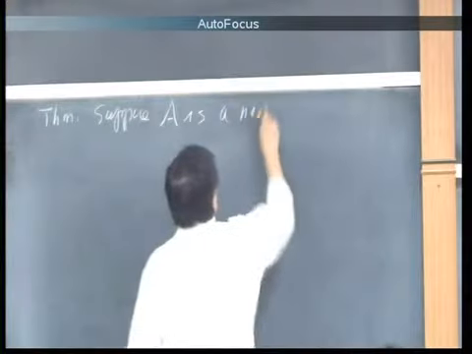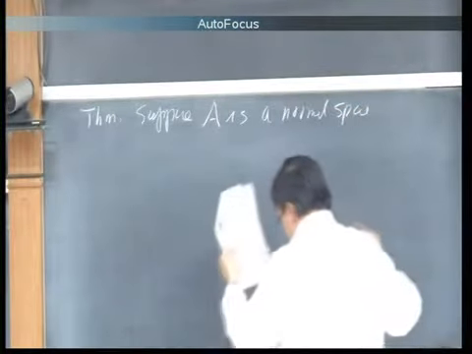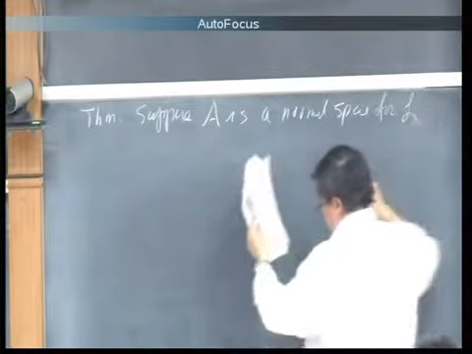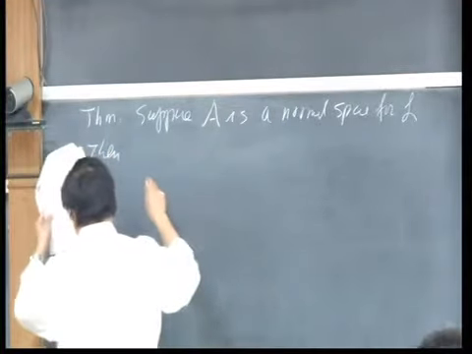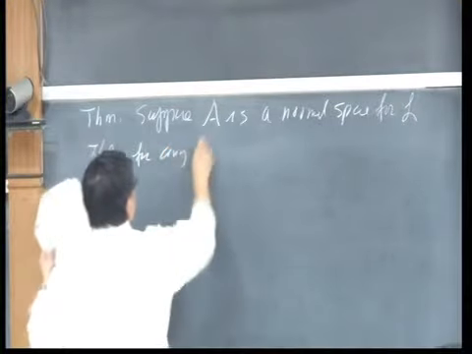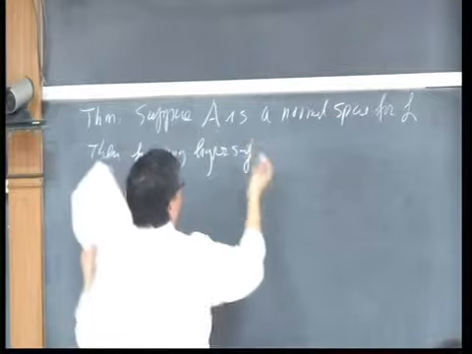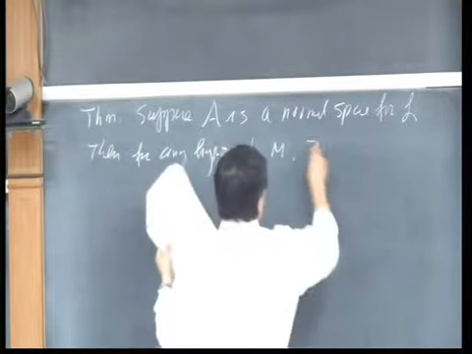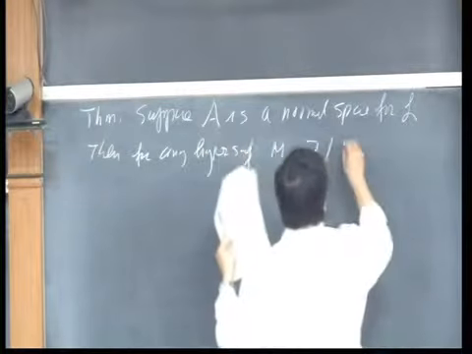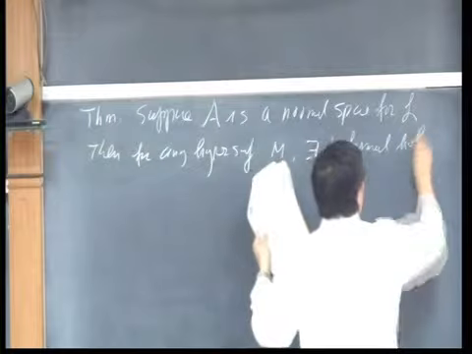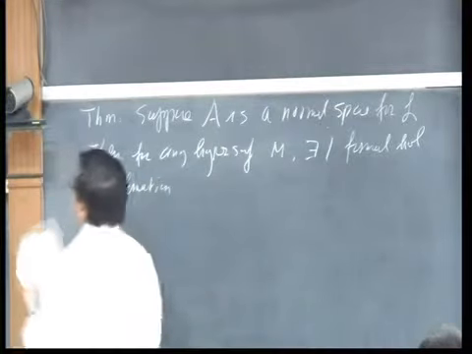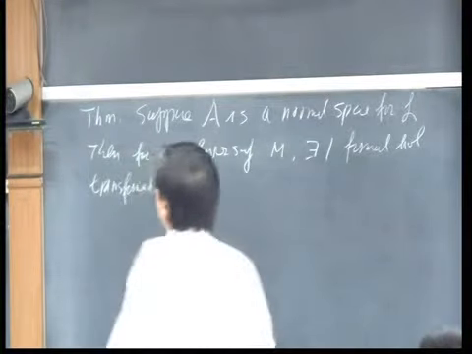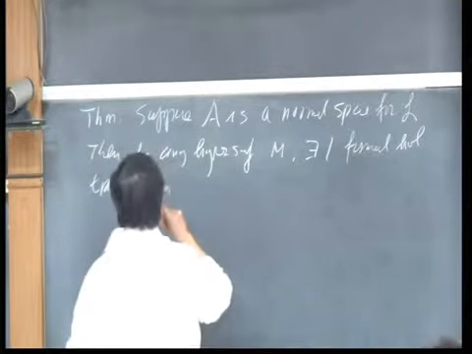Now we suppose A is a normal space for the normalization operator L. Then for any hypersurface of strong signal complex, there exists a unique formal holomorphic transformation F.